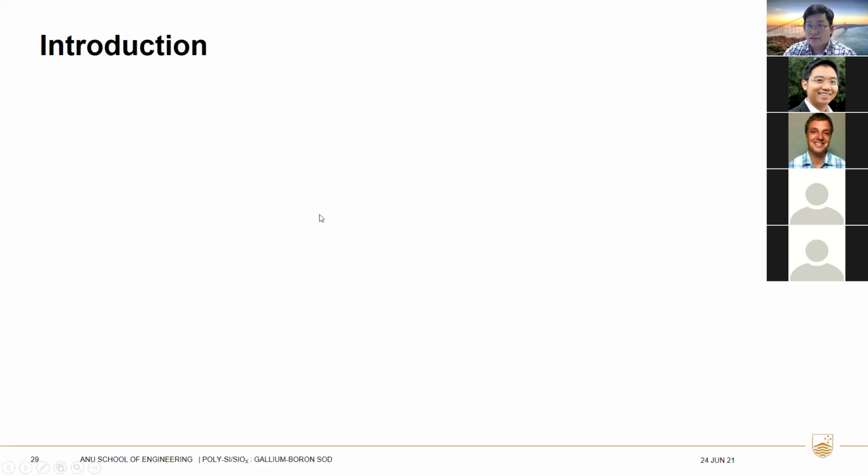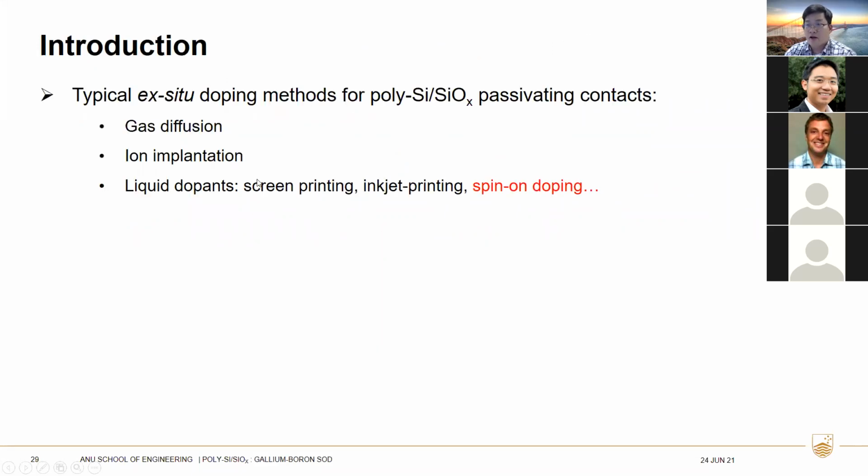Start with the introduction. Typical doping methods for polysilicon passivating contact fabrication are gas diffusion, ion implantation, or using liquid dopants. And here it can be screen printing, inkjet printing, or spin-on doping.